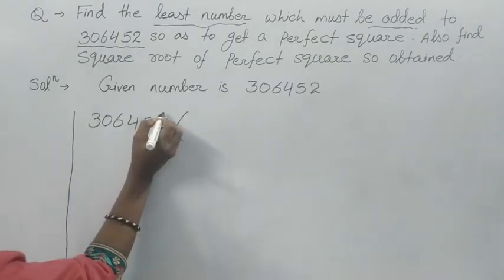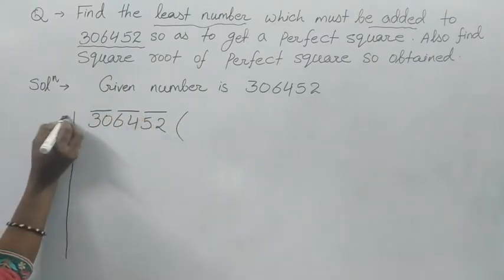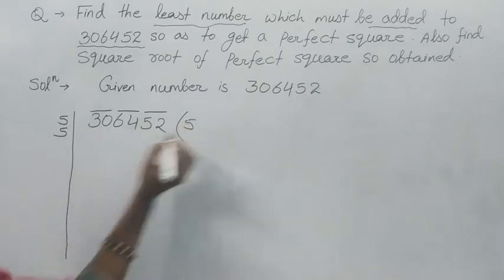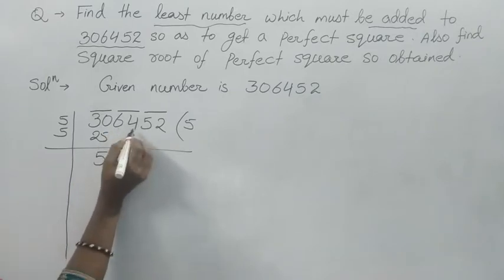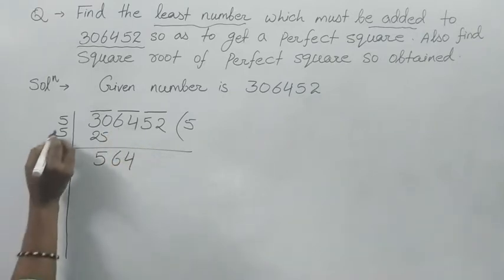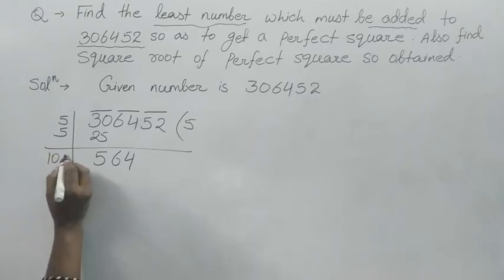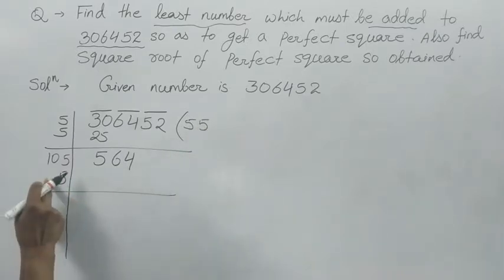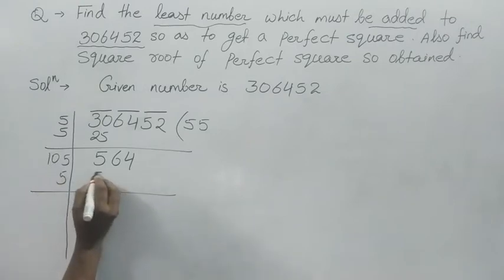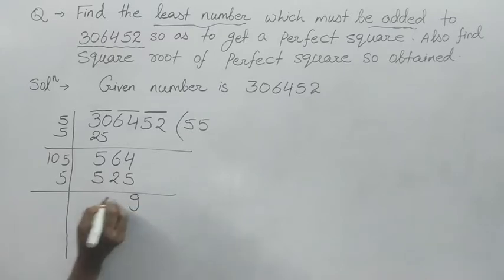First of all we make the pairs: first pair, second pair and the third pair. Now write down 5 and write 5 here, 25. So after subtraction we get 5 only. Now write down the next pair 64 and add these two numbers, 10. Again what do we write? Let us try with 5. Write 5 again. Now multiply. So what we get? 525. Now subtract. So what we get? 39 here.